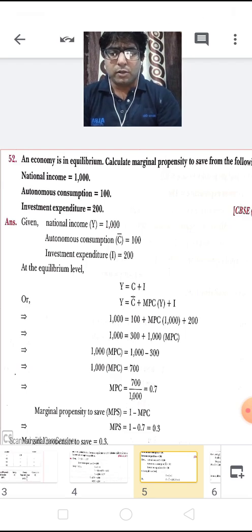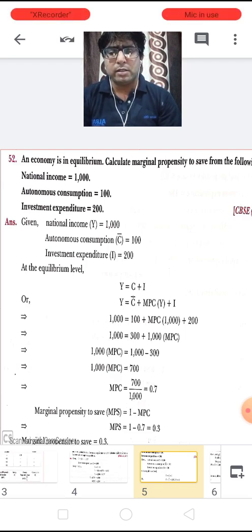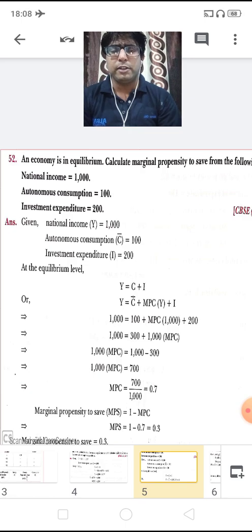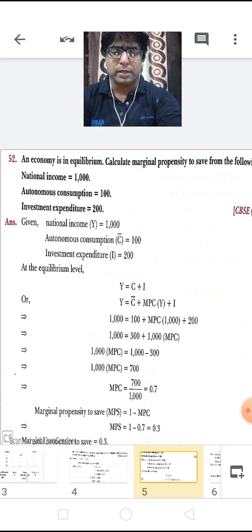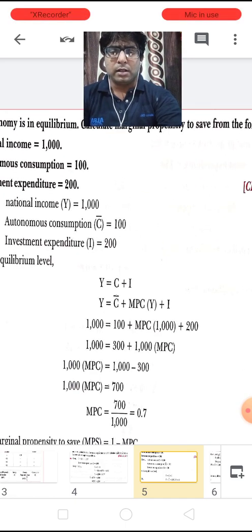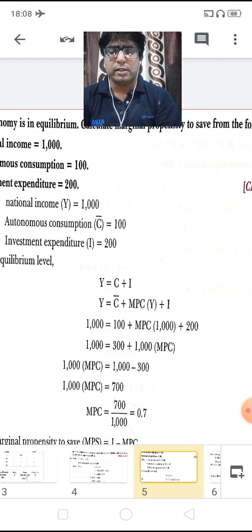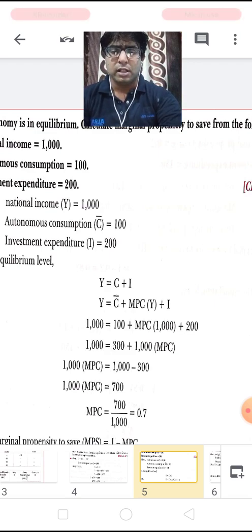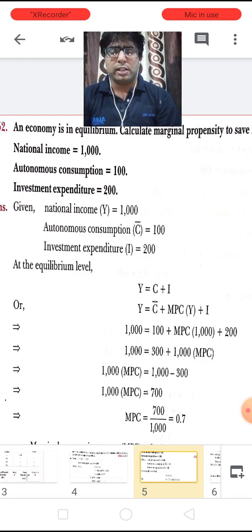Children, the same question we have: an economy is in equilibrium, and at this time we need to find out the value of marginal propensity to consume. These are the questions which are repeated in the board examination. So, children, the economy is in equilibrium.